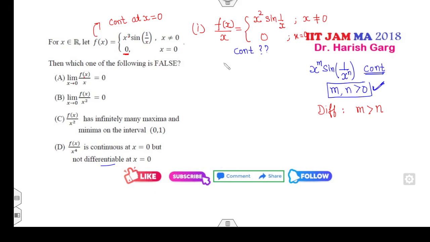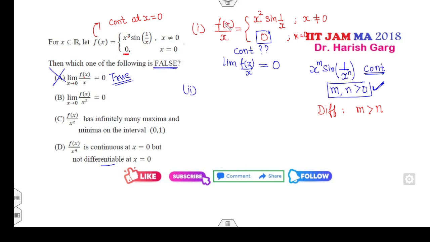तो अगर ये continuous है तो इसकी लिमिट किसके इक्वल आएगी? If the function is continuous, the limit must be equal to f of 0. So that is 0, which is my true statement. Fine, but we need a false one.